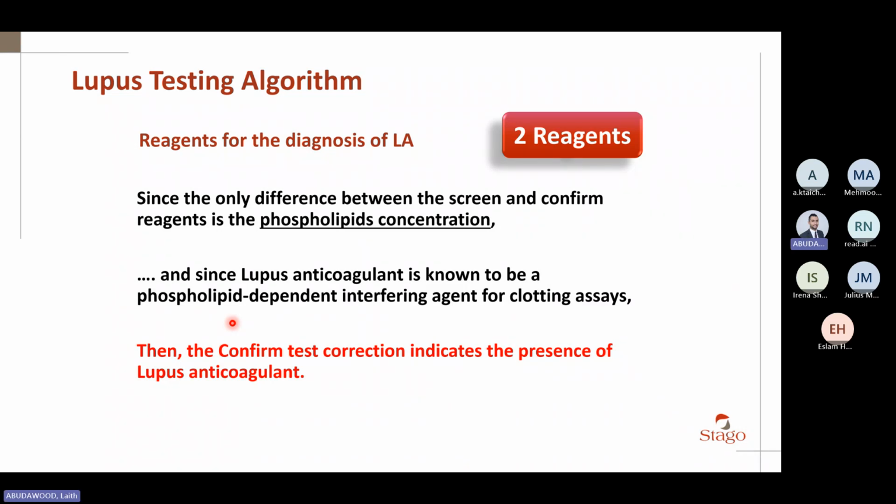Then when a screen is prolonged and confirm is corrected, meaning the result is normal, then I say this patient is lupus positive. See, without confirm, you cannot tell if the sample is lupus positive or lupus negative. You cannot rely on screening. Screening is not enough to diagnose a sample as lupus positive or negative.